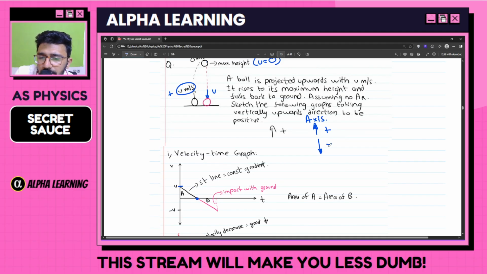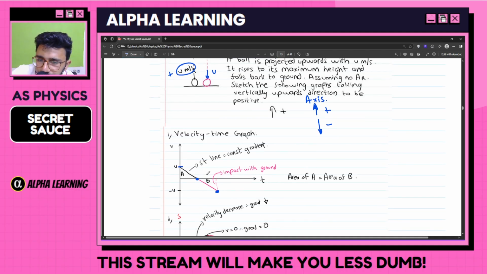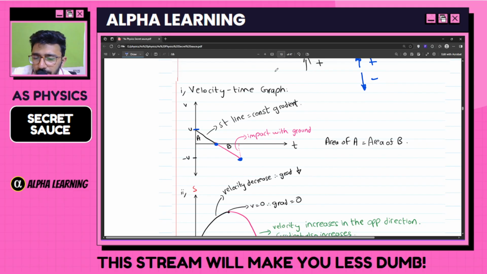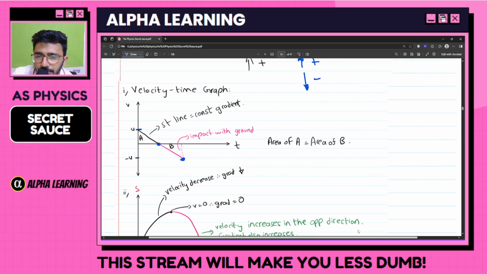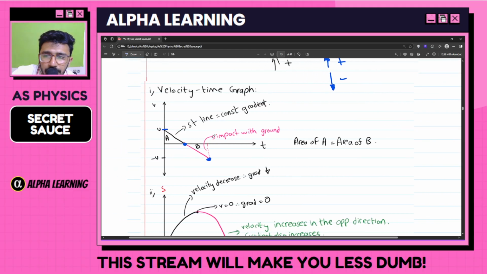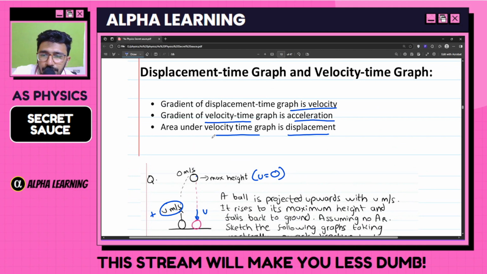Since downward vectors are negative, this velocity is negative u. Perfect. So you have 3 points here, you connect them, you draw this line. Perfect. Now we know two things about velocity time graphs. You need to pay attention here if you want to be successful at AS Physics.